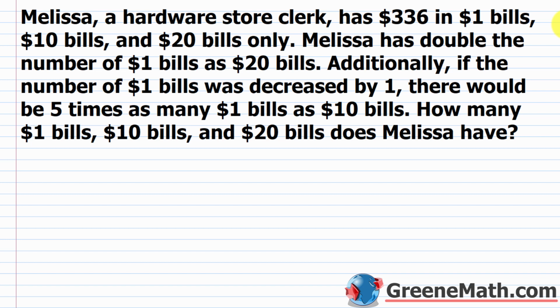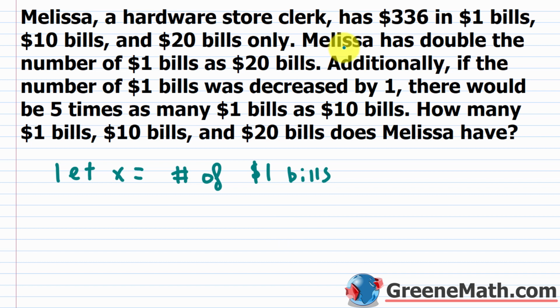So what I want to think about first is just letting a variable like x be equal to one of these, and then I'll model the other ones based on that. If you read back through the problem, you'll see that the number of $1 bills is involved in both comparisons. So generally speaking, it's easier to use that one. So I'm going to let x be equal to the number of $1 bills. Okay, so how can we then model the number of $10 bills and the number of $20 bills?